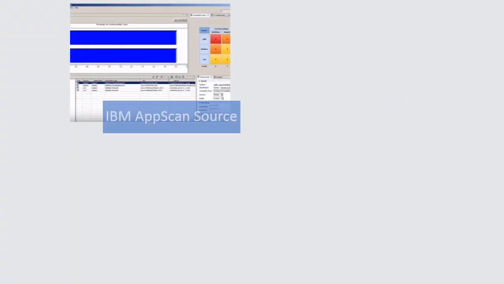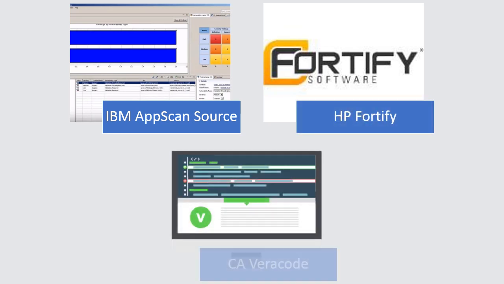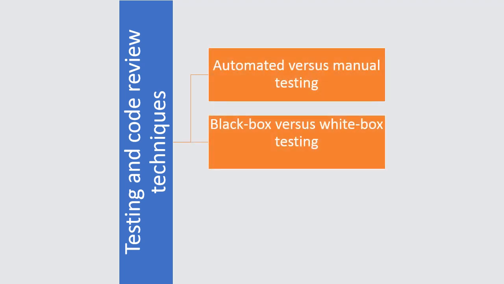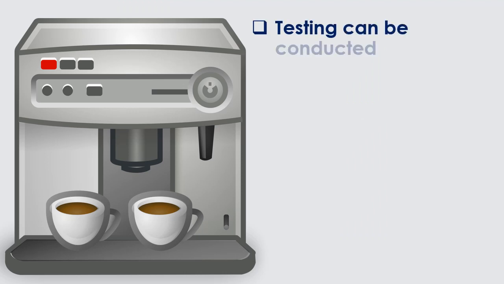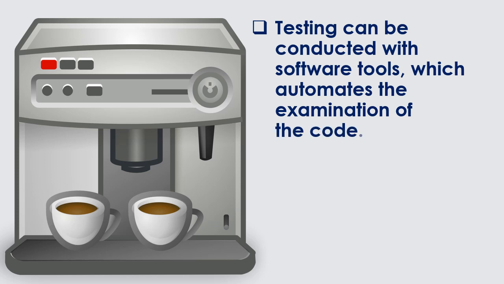A code review can be accomplished by using automated code reviewing software, such as IBM AppScan Source, HP Fortify, and CA Veracode. Testing and code review techniques are automated versus manual testing, black box versus white box testing, dynamic versus static testing. Testing can be conducted with software tools, which automates the examination of the code. This can allow the code to be reviewed quickly. However, an automated tool may miss certain issues.